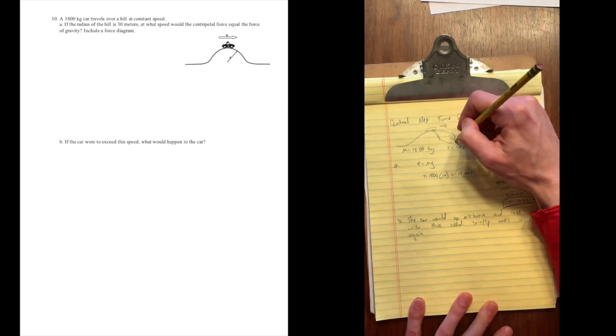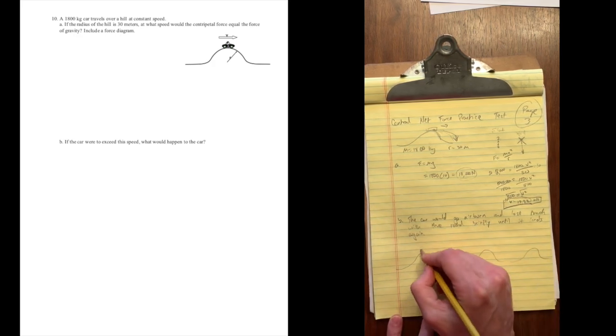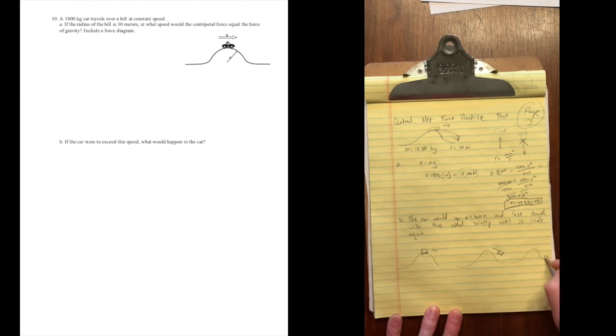So it would land down here maybe. Maybe a nice picture would be helpful. Car going this way, and then car is in the air, and car is on the track.